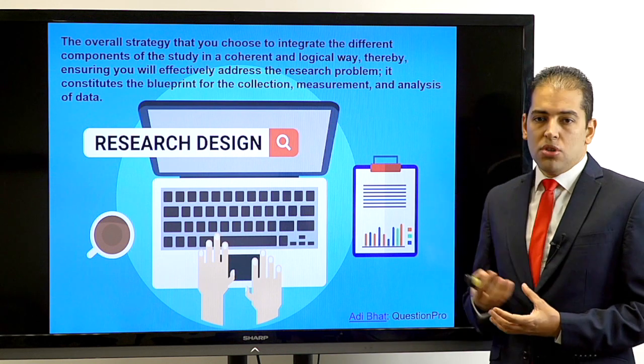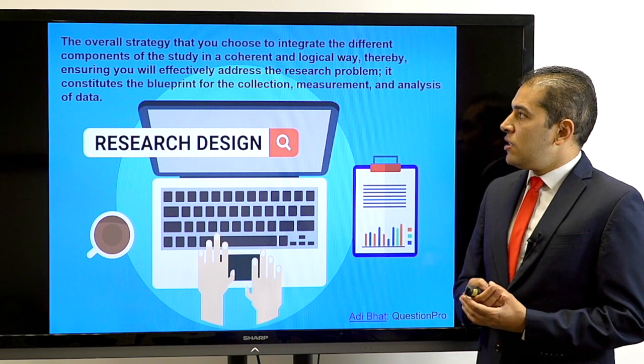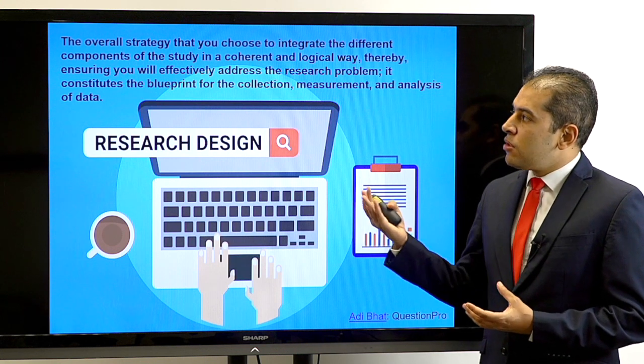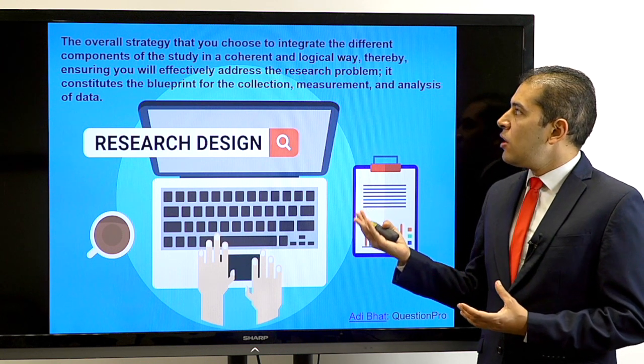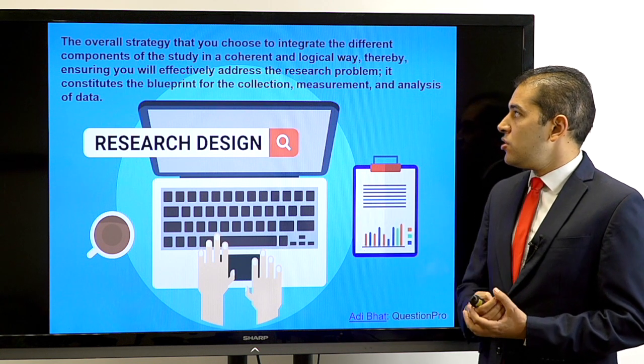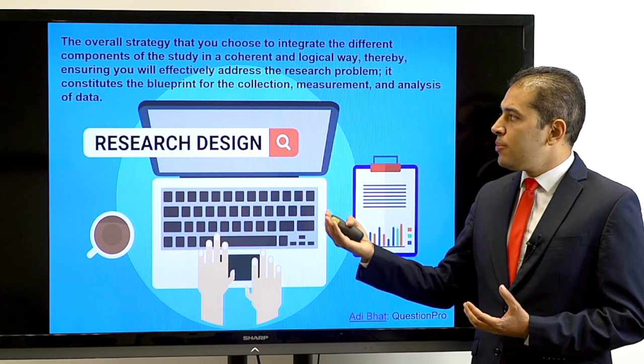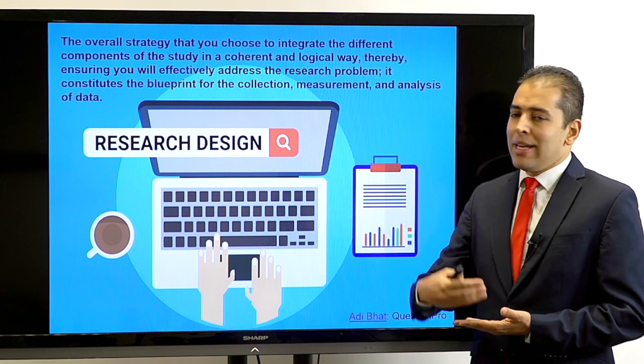Now let's start with the introduction, and let's discuss the first term that you need to learn about, which is the research design. The overall research design is the overall strategy that you choose to integrate the different components of the study in a coherent and logical way, thereby ensuring you will effectively address the research problem, and research design constitutes the blueprint for the collection, measurement, and analysis of data.